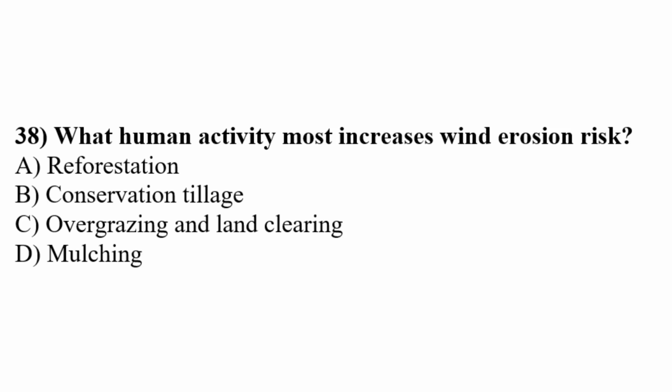38. What human activity most increases wind erosion risk? A. Reforestation. B. Conservation tillage. C. Overgrazing and land clearing. D. Mulching. Answer: C. Overgrazing and land clearing.